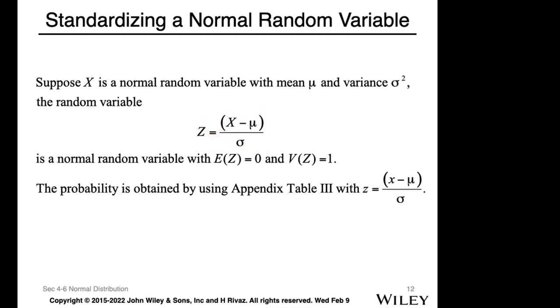Otherwise, we would have to give you tables for different values of mu and different values of sigma, which is impossible. The only table that you need is a table for sigma of 1 and mu of 0. Any other mu and sigma can be converted to the standard form using this simple equation. I highly encourage you to memorize this equation, because for the rest of this course we constantly use it in many different chapters. It's a simple equation: whatever random variable you have, you subtract the mean and divide by the standard deviation.